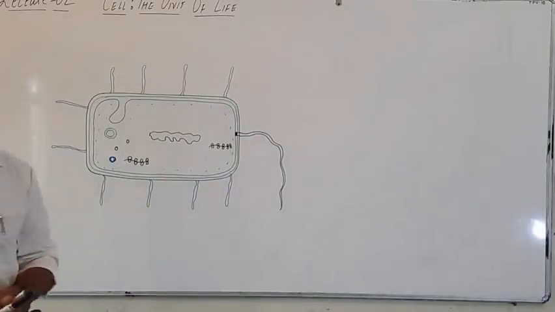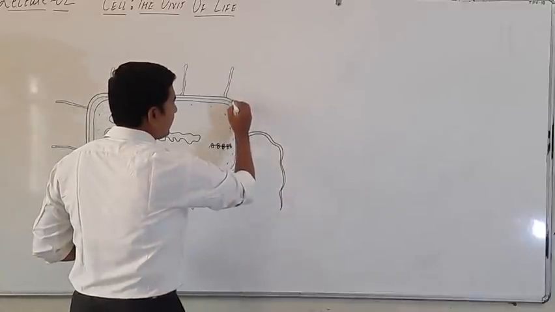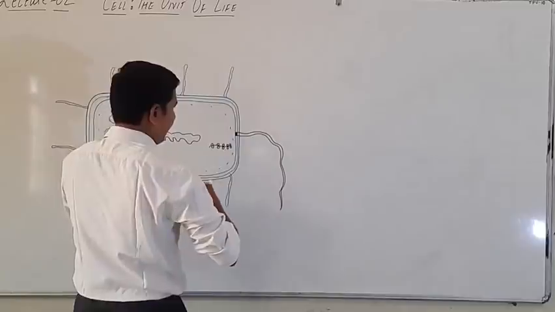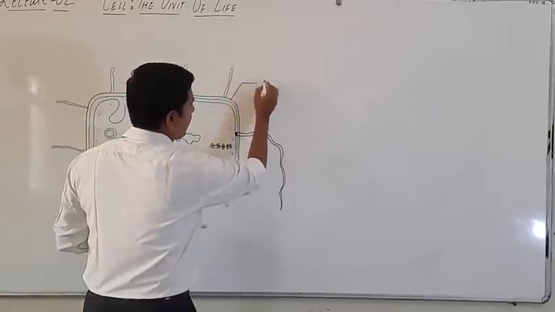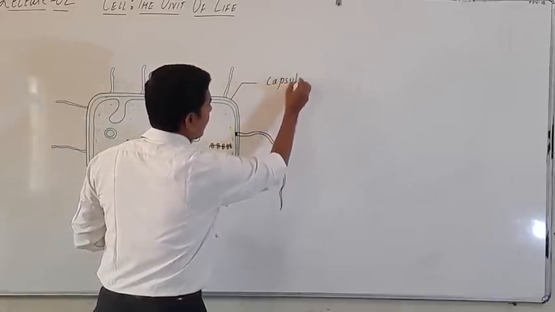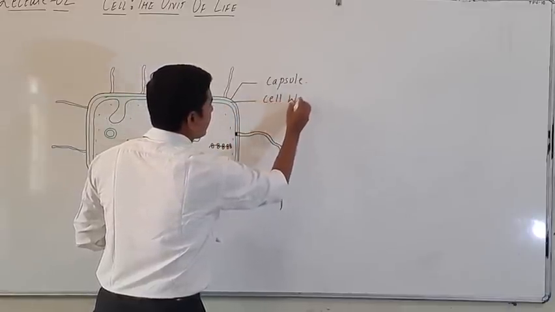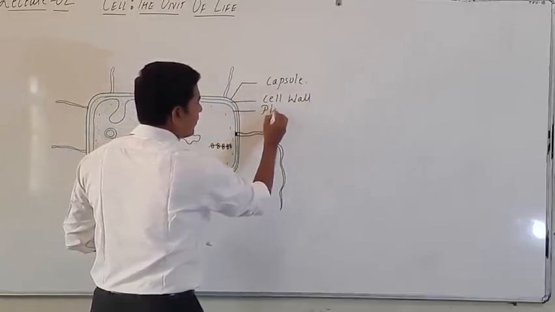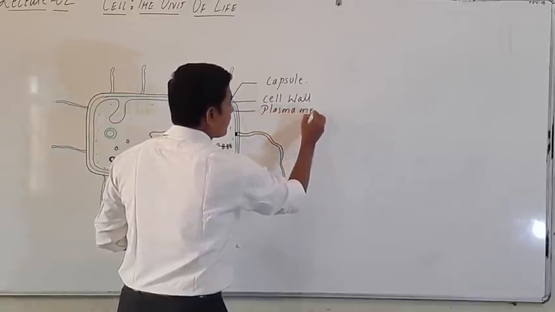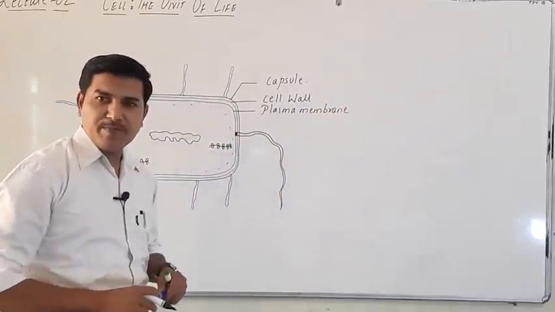Okay, now if we label these, then what we have? Here we have the outer layer, which we call a capsule. Then here we have the cell wall. The third layer is the plasma membrane.